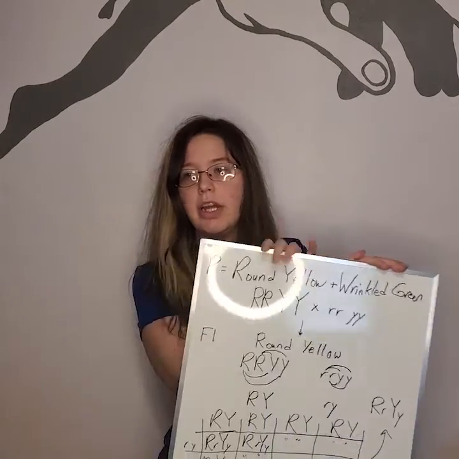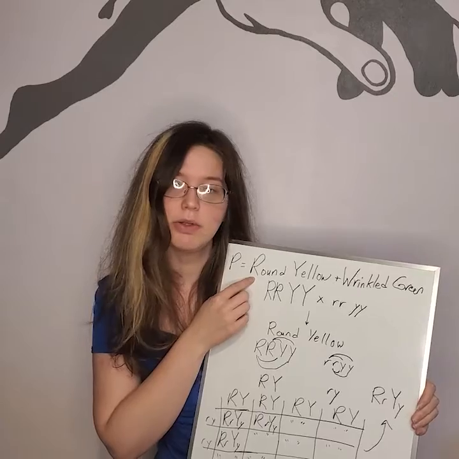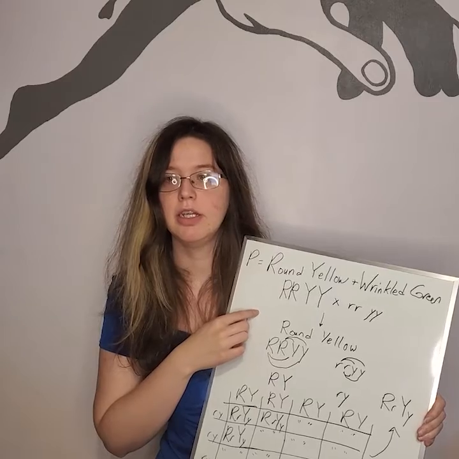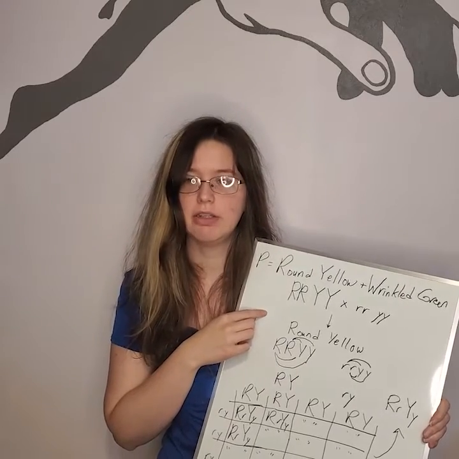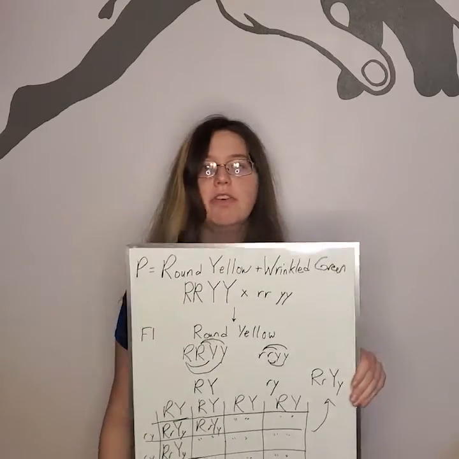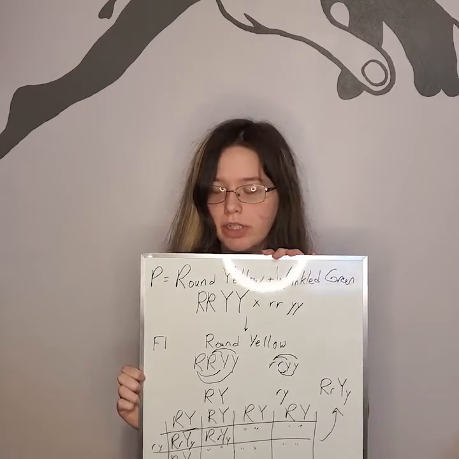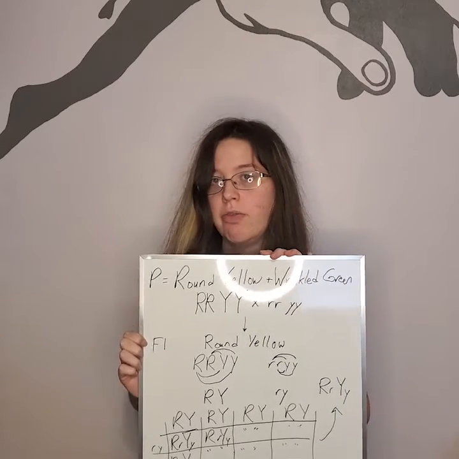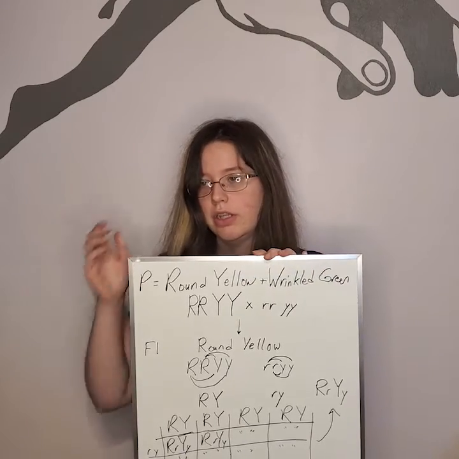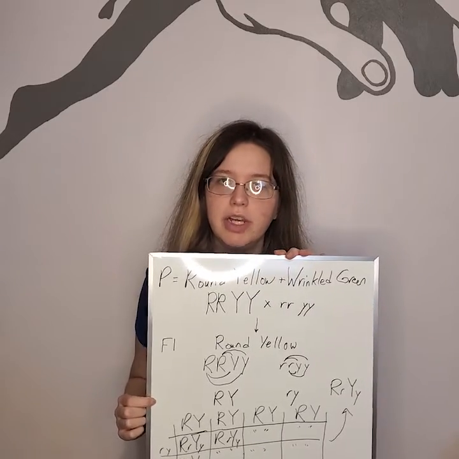And this is shown here. So, we got round yellow and wrinkled green. The round yellow plant is homozygous dominant for both traits, and the wrinkled green plant is homozygous recessive for both traits. Those parents are crossed to make an F1 generation, and that F1 generation is completely round and yellow.